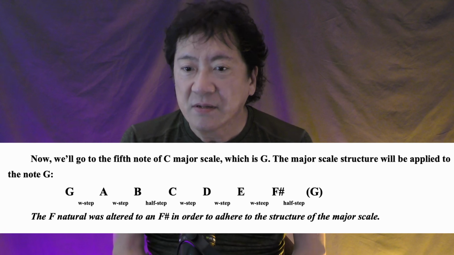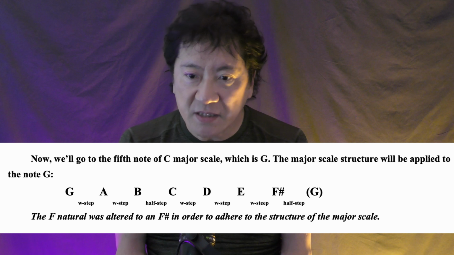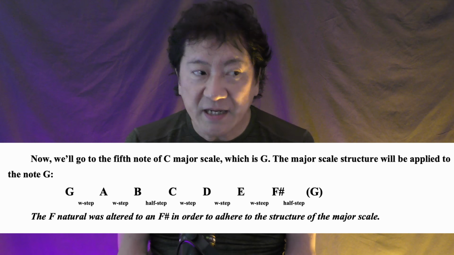Then when we apply that structure to the G note and we go up to its octave, we end up with G, A, B, C, D, E, F sharp, and G. We gain 1 sharp, and that's on the 7th degree in order to adhere to the structure of the scale. Because if we mess with the structure, it's no longer a major scale. So we're keeping to that whole step, whole step, half step, whole step, whole step, whole step, half step, getting back to the root note.